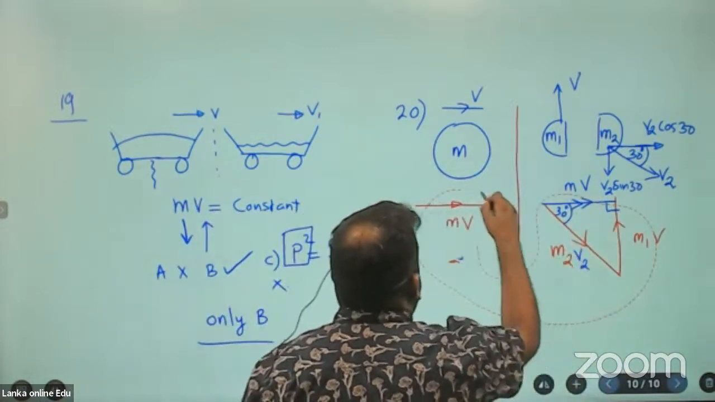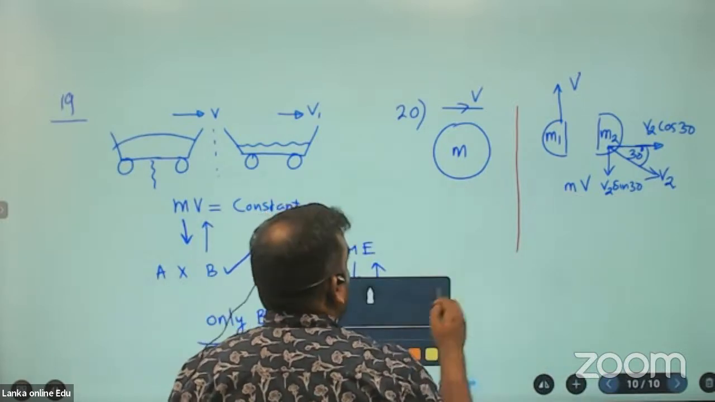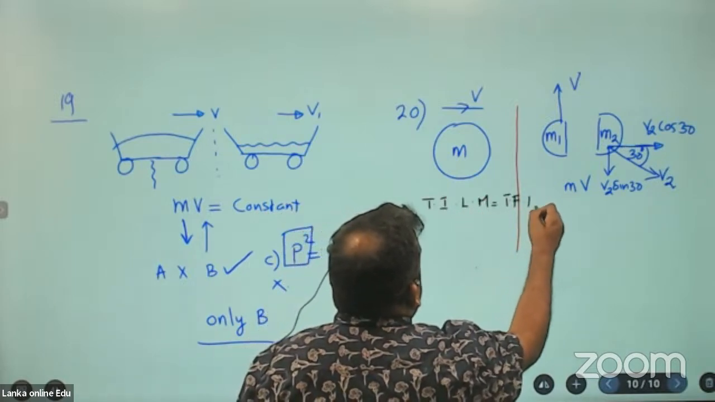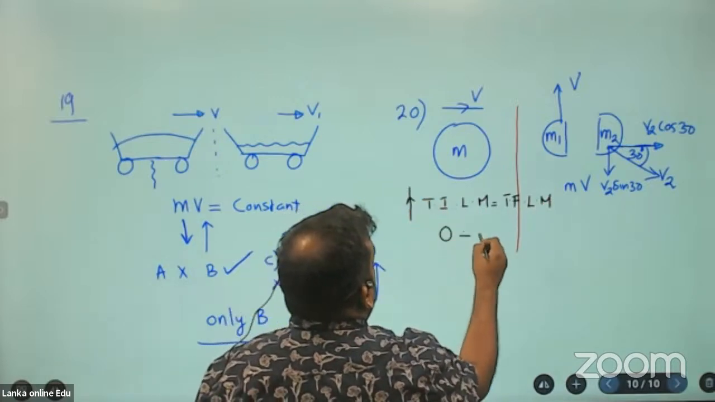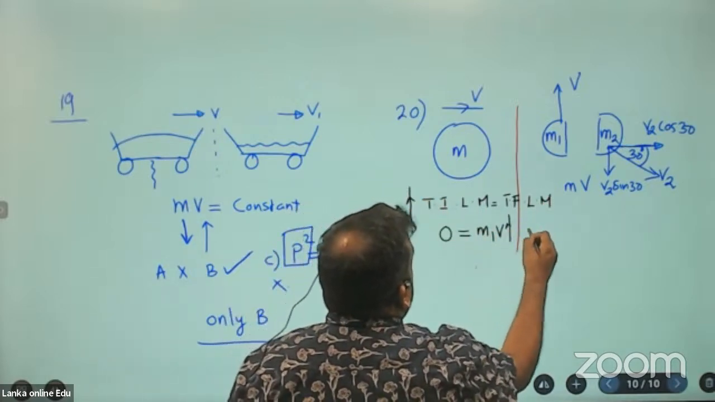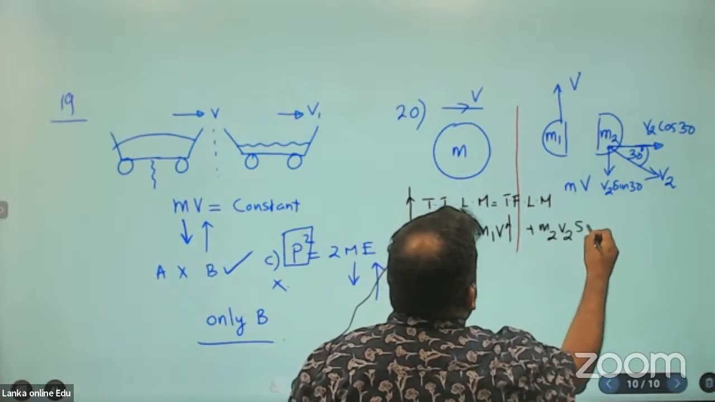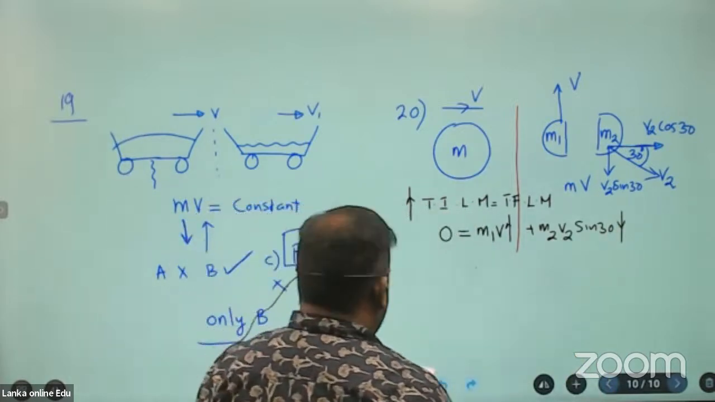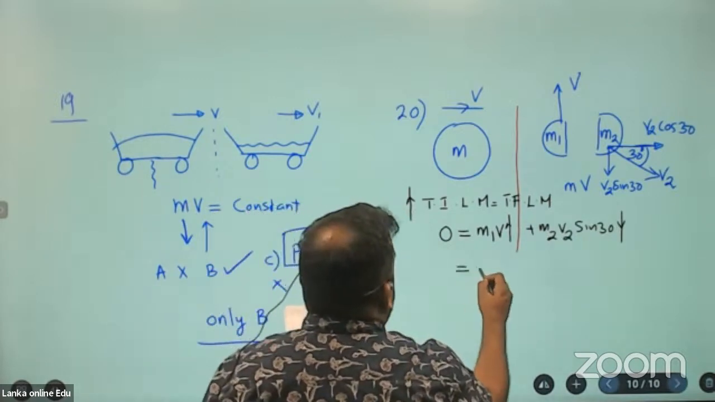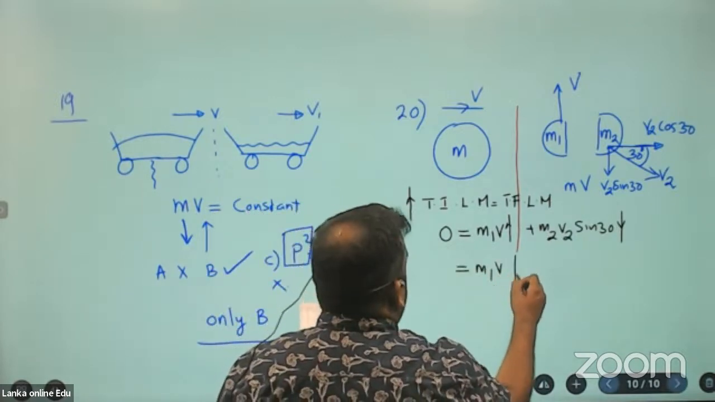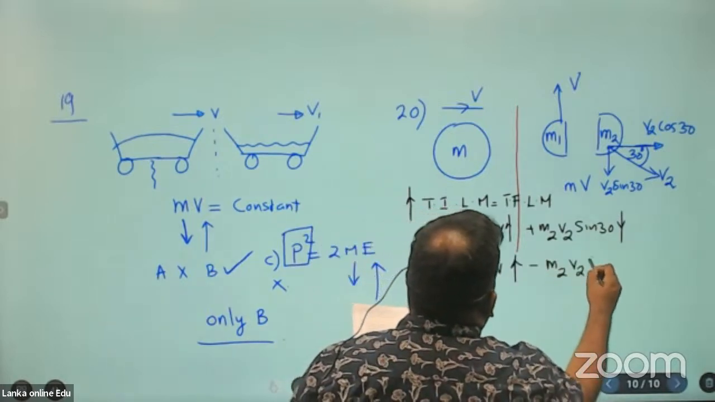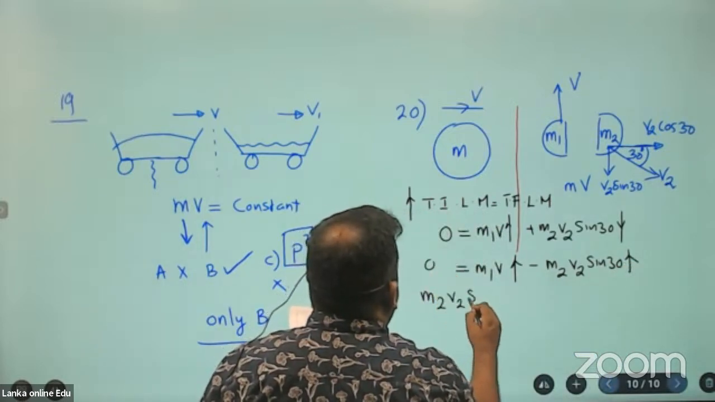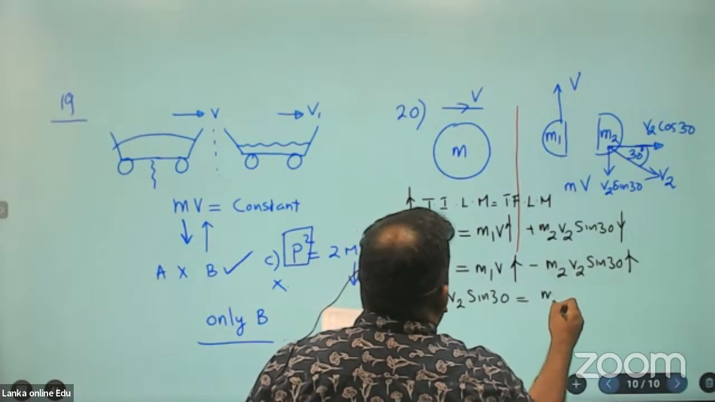Forget about the triangle, will you write? Total initial linear momentum equals total final linear momentum in the perpendicular direction. M1V upwards, M2V2 sin 30 downwards. Bring all vectors in the same direction: M1V minus M2V2 sin 30 upwards. So M2V2 sin 30 is going to be M1V.